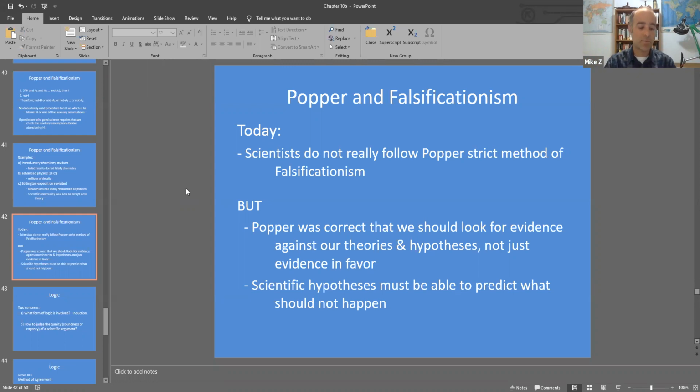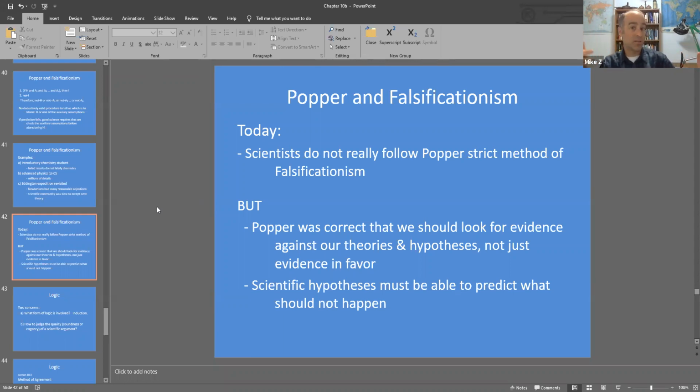He was correct about something, that it is important to look for evidence against your theory. If all you're doing is trying to support your theory, then you might indeed be drifting off towards something like pseudoscience. We shouldn't go so far as to say that when you get one piece of negative evidence that proves that your hypothesis or your theory is false, that was too much. But just this basic idea that we should do both, right?